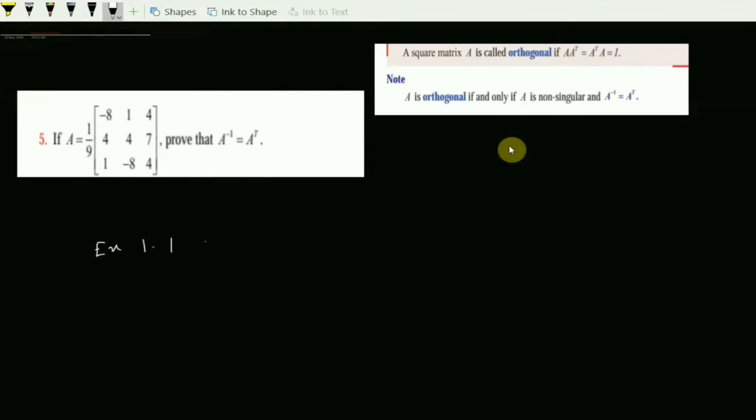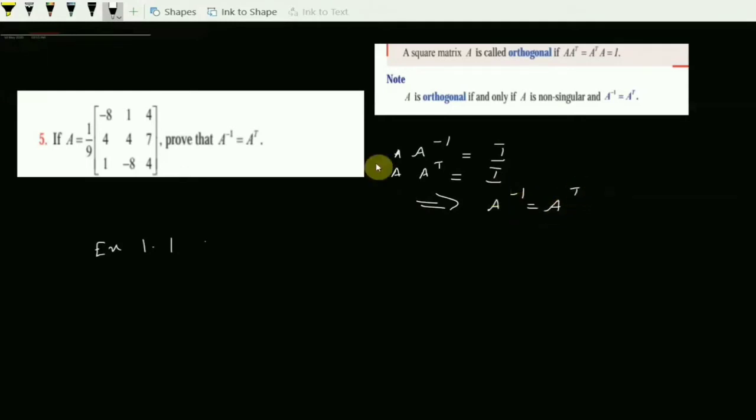But we already know that any matrix A into A inverse is equal to I matrix. We already learned this. But now the orthogonal matrix definition is A into A transpose is equal to I. So from this we get A inverse is equal to A transpose.